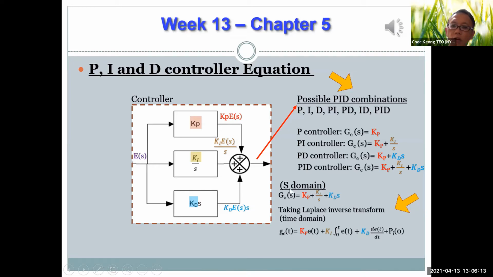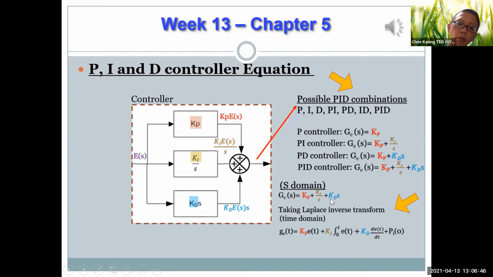So therefore, in your Gc expression, it will be Gc(s) equals Kp plus Ki over S. Of course, for a PI controller, Kd s is not there. So on and so forth, right? Now, in the full PID controller, the expression will be Kp, which is the proportional controller, Ki, which is the integral controller that looks at the past, and Kd is the derivative controller that looks at the future. So this is the full expression for PID in the S domain, in the Laplace domain.